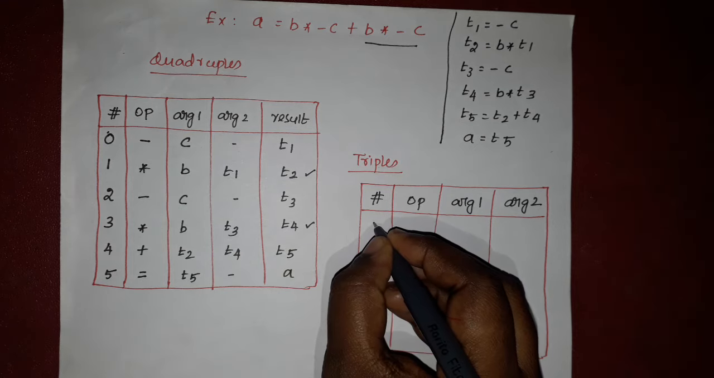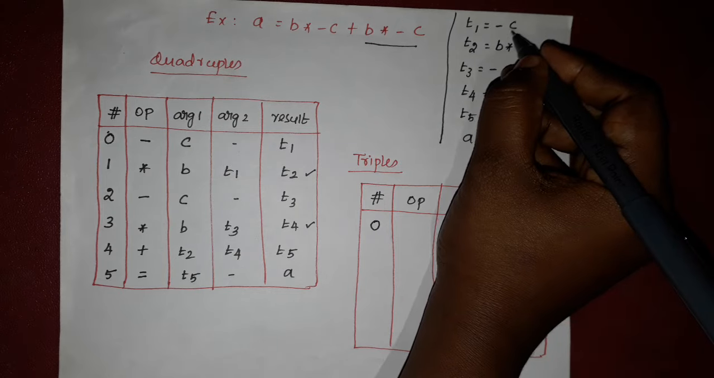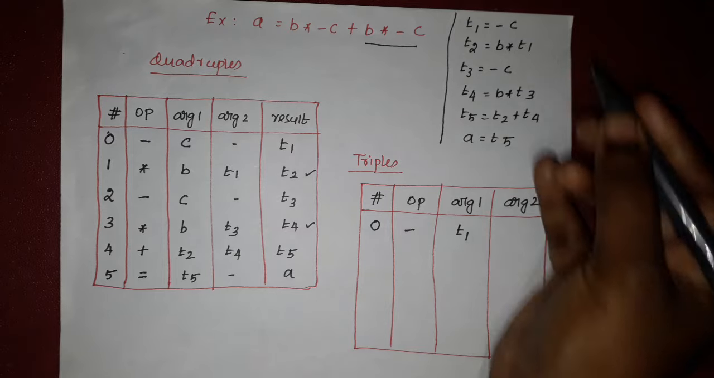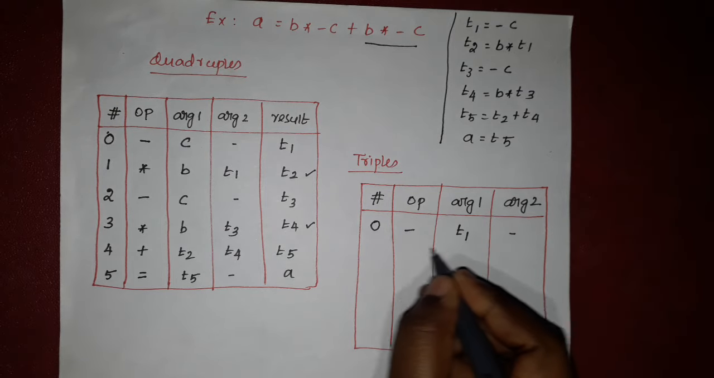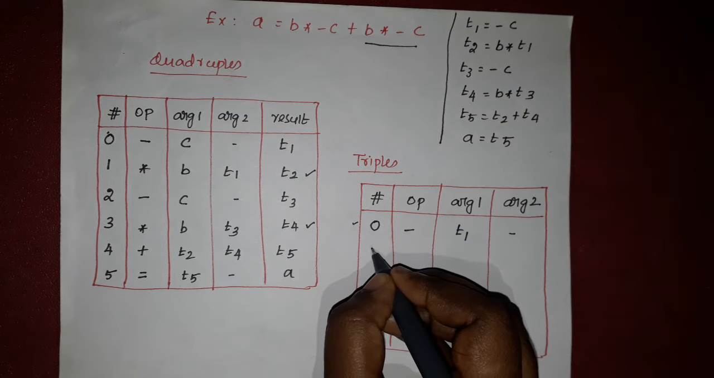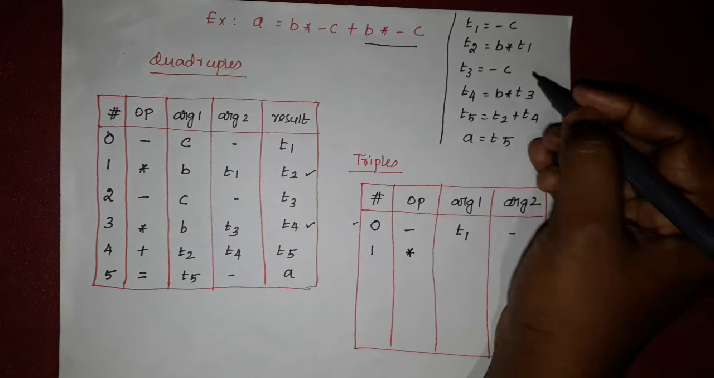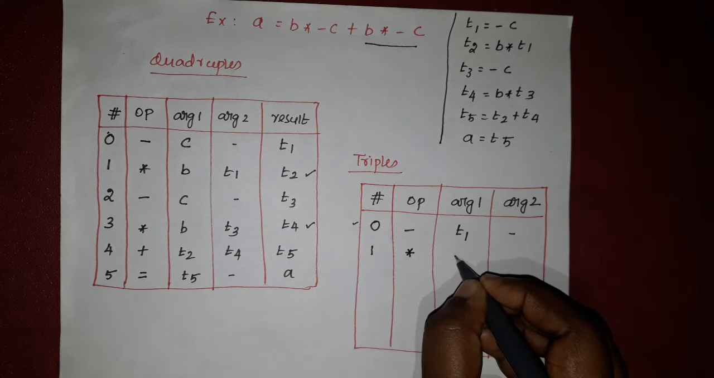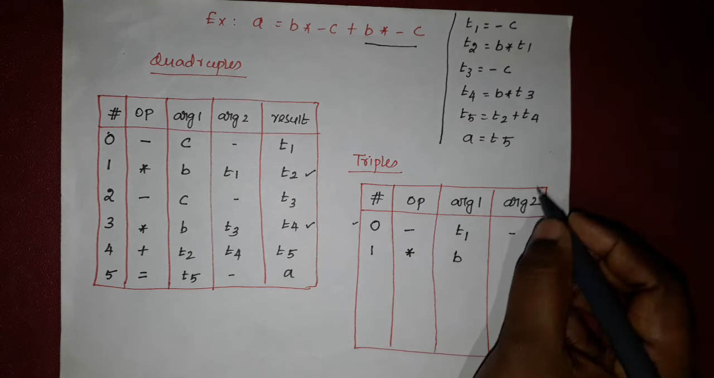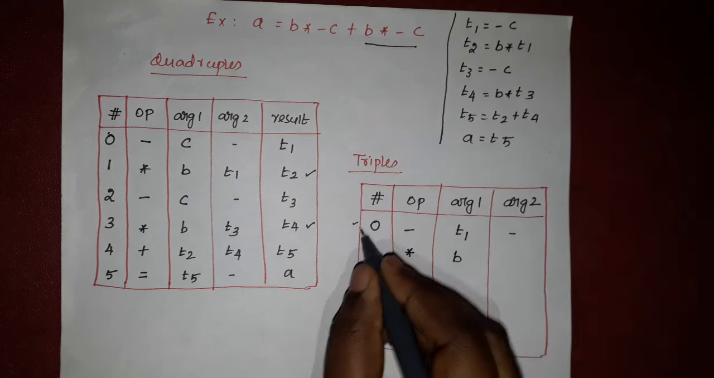So the same steps: first of all we will take the index value or memory address as 0, and here the operator is minus, argument 1 is C, there is no argument 2. So the result will be automatically stored in 0. Then the second 3 address code, here the index value is 1 and the operator is star, argument 1 is B, argument 2 is T1, but here there is no temporary variable column. The result, minus C, will be stored in 0.